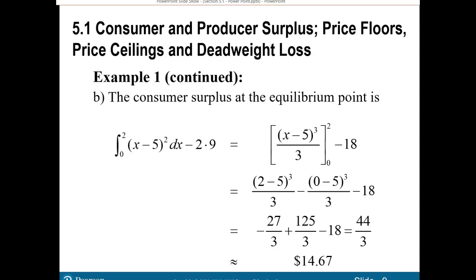All right, part B, consumer. This should be actually part C. Or no, I'm sorry. 44 over 3 converts, and we're still on this part. 44 over 3, remember we're talking about a price, so we would convert that to a decimal, which is 14.67, $14.67. We would want it in terms of money.